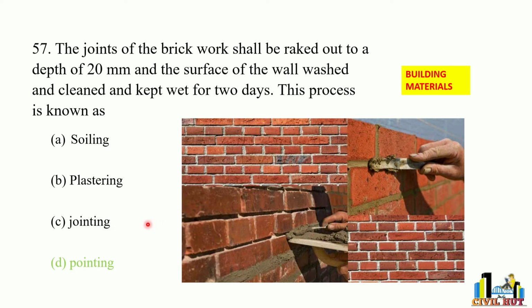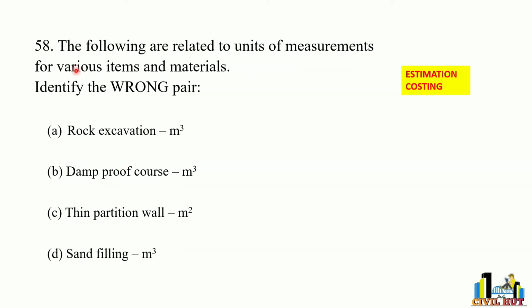Next question is the 58th question. The following are related to units of measurements for various items and materials. Identify the wrong pair. A. Rock excavation, meter cube. Yes, any excavation, sand excavation or rock excavation, is in meter cube only, in volume only. B. Damp proof course, meter cube.